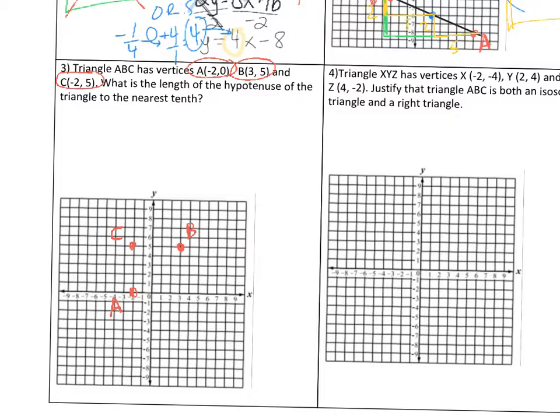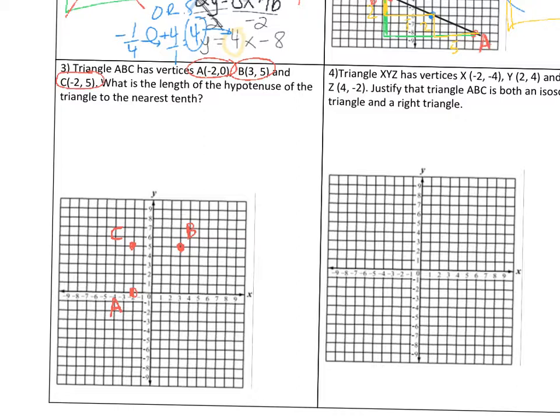The question here asks, what is the length of the hypotenuse of the triangle to the nearest tenth? Notice that I've underlined the question and I squiggled any rounding. It said to the nearest tenth. An important action word here, or vocabulary word really, is the hypotenuse, which we should know is the side across from the right angle in a triangle. So wherever the right angle is, the hypotenuse is the side across from it.